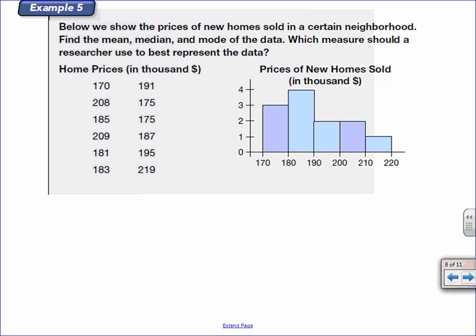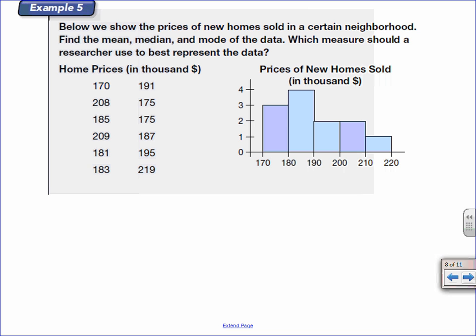Below we show the prices of new homes sold in a certain neighborhood. Find the mean, median, and mode of the data. Which measure should a researcher use to best represent the data? So to find the mean, we add up all the numbers.